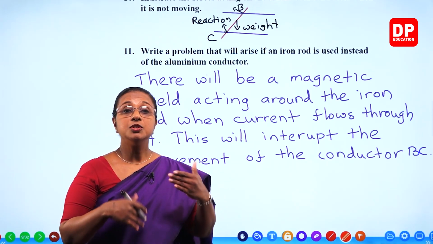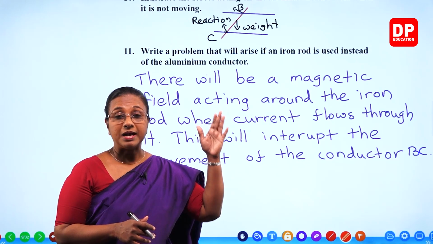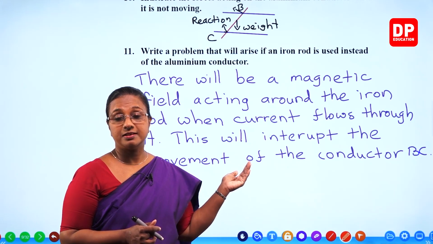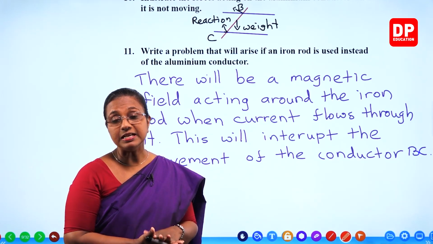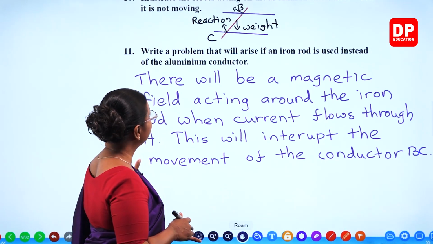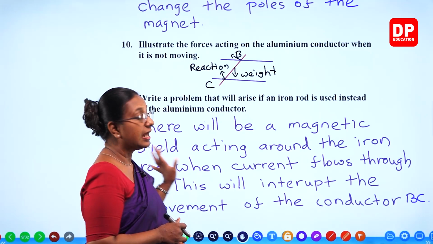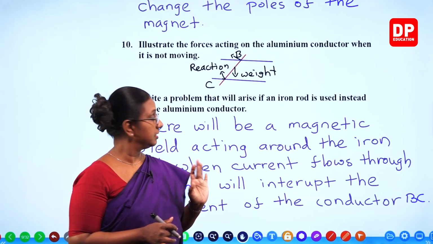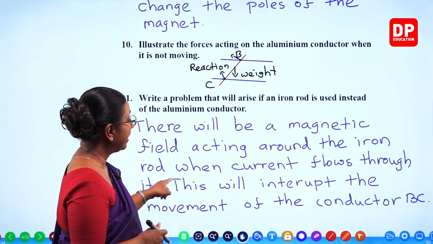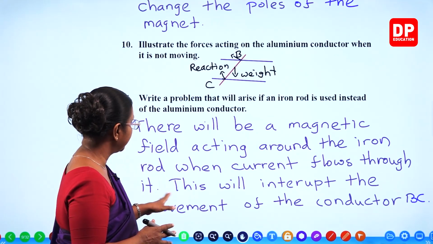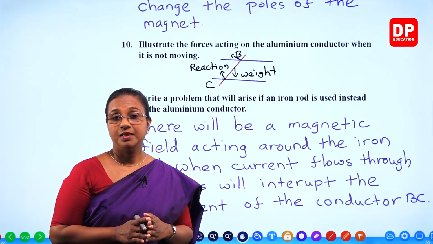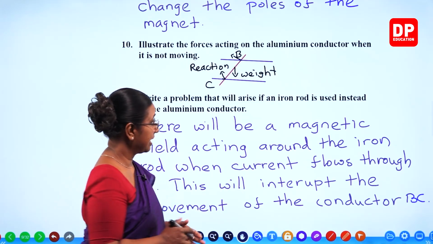So there will be two magnetic fields acting: the magnetic field from the U magnet, and the magnetic field that is generated. So there can be a disturbance. Is that clear, students? So that is why we use an aluminium rod. It will not get magnetized. So there will be a magnetic field acting around the iron rod when current flows through it. This will interrupt the movement of the conductor BC. Is that okay? So with that, I'll move on to the next slide.